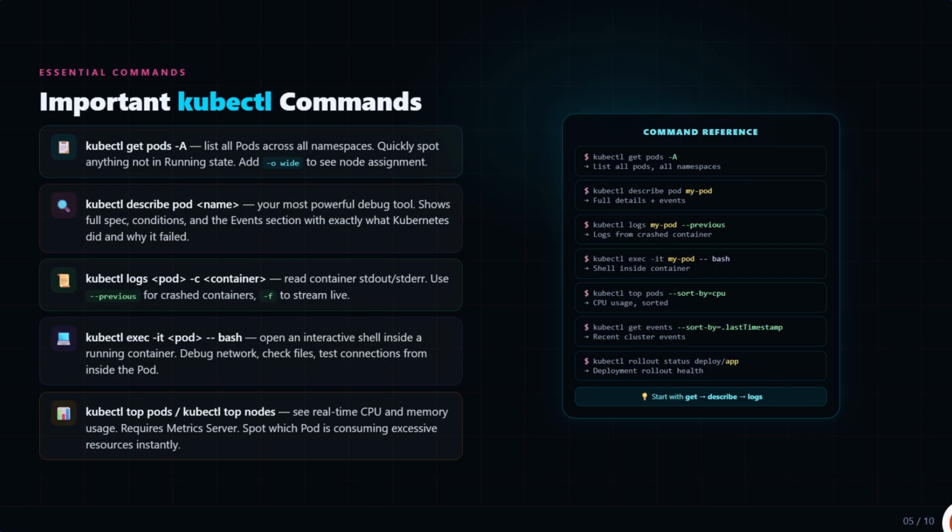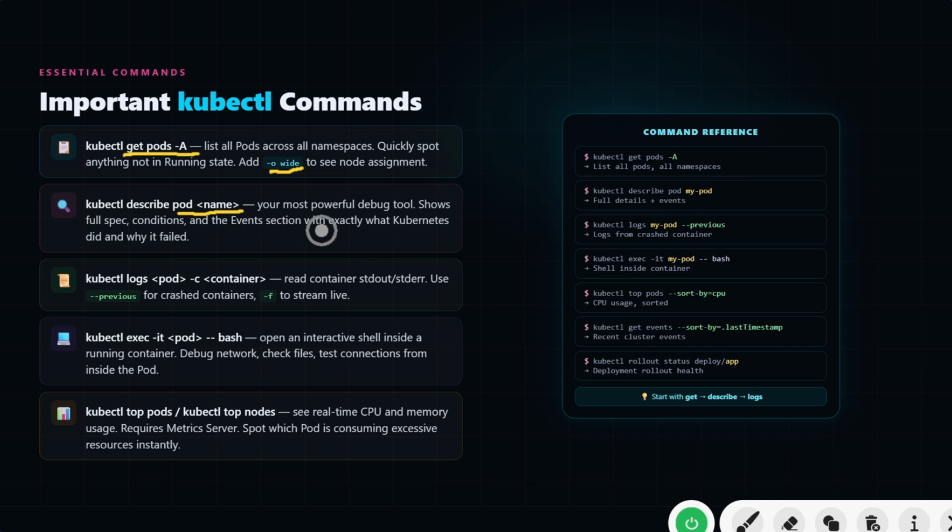Now let us see the essential commands for troubleshooting. kubectl get pods -A lists all pods across all namespaces, so we can quickly spot anything not in a running state. We can also add -o wide to see the node assignment. And kubectl describe pod and the pod name is your most powerful debugging tool, which shows the full specification, conditions, and the events section with exactly what Kubernetes did and why it failed.